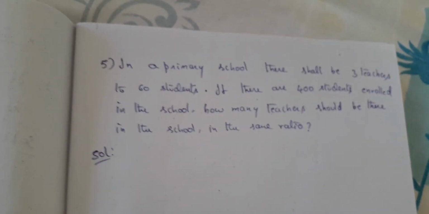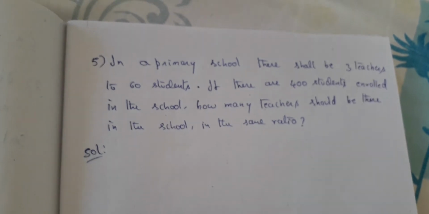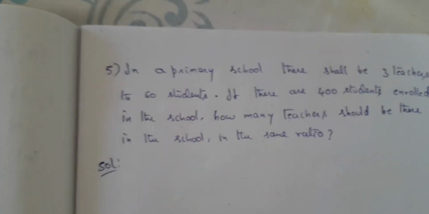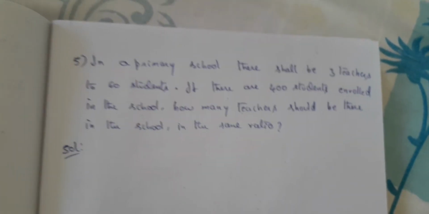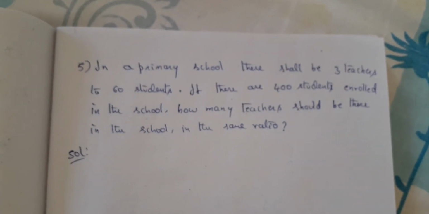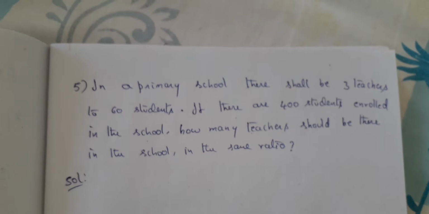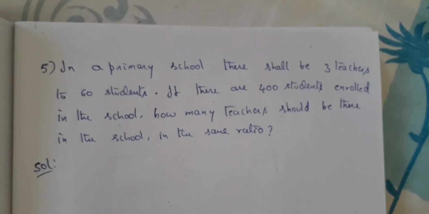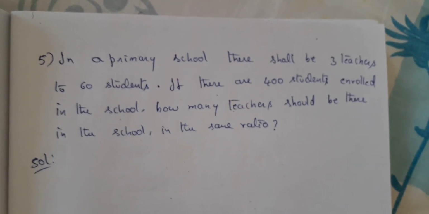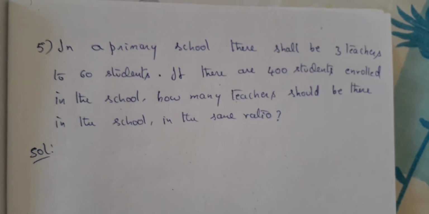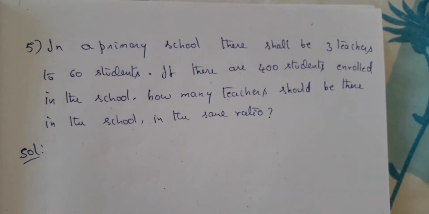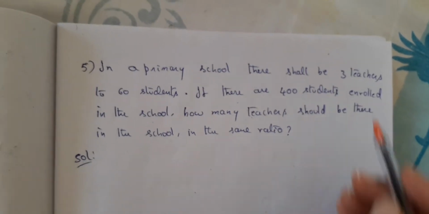Now children, next problem. Problem number 5 from the same exercise. This problem is based on proportion. It is not based on compound ratio. In a primary school, there shall be 3 teachers to 60 students. So what is the rule? For every 60 students, you should have 3 teachers.